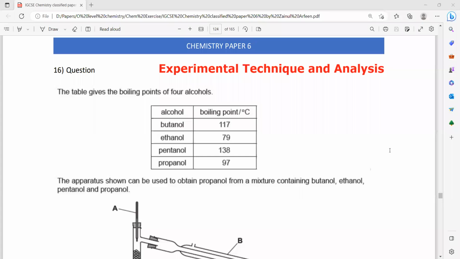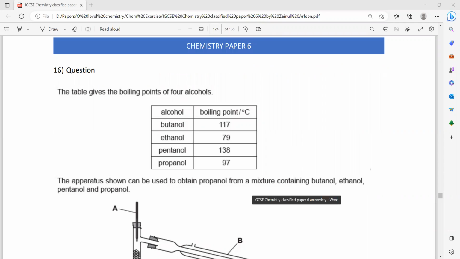So classified paper 6, experimental technique and analysis questions. We solved till question 15, so from 16 onward we'll solve today. The table gives four different alcohols: butanol, ethanol, pentanol, and propanol. Because they have the common functional group, that is OH, the name is ending in OL.